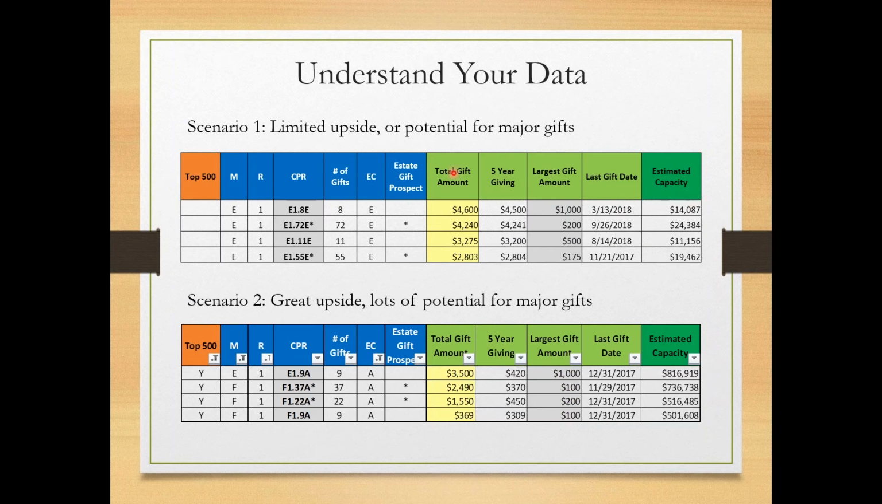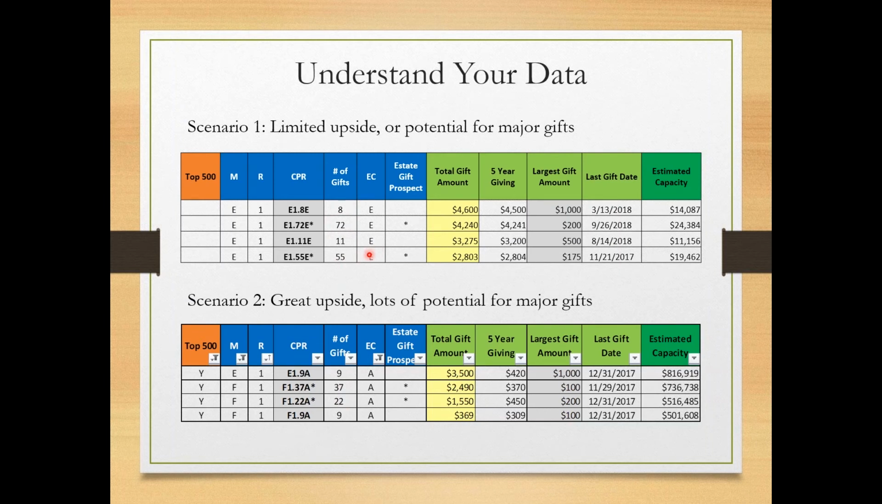Now, the way we had originally sorted it, these guys would have been ranked a little bit higher than some of our prospects in scenario 2, because if you look at their giving over the last 5 years, these people have given a little bit more. They've given $4,500 down to $2,800 versus the highest of $420 and down over here. Now, all other things being pretty much equal, they're all E's or F's. They've all given in the last year. Their number of gifts, there's a little bit more over here on that top side.